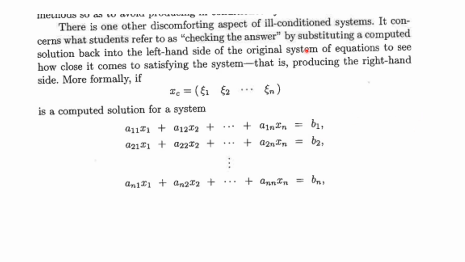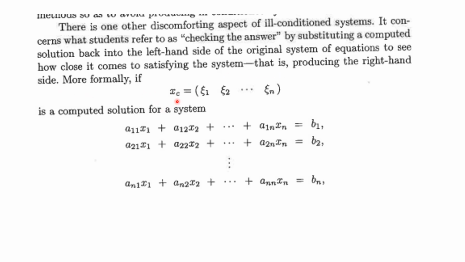There's one other discomforting aspect of an ill-conditioned system. It concerns what students refer to as checking the answer by substituting a computed system back into the left-hand side of the original equation to see how close it comes to satisfying the system. That is, producing a right-hand side.